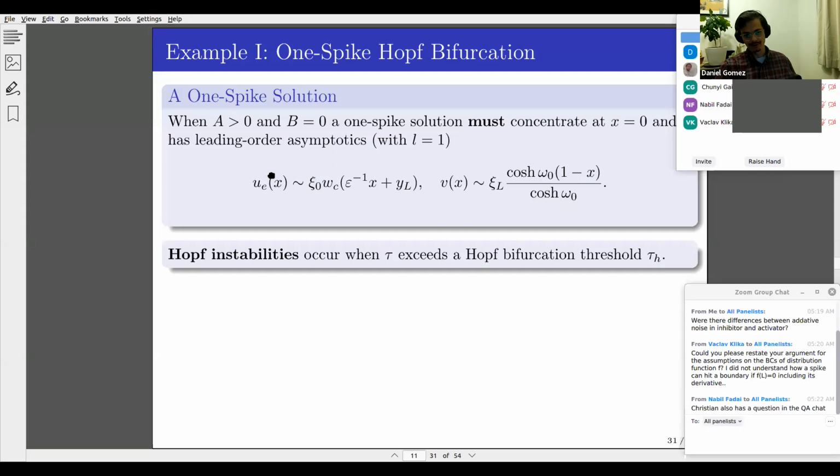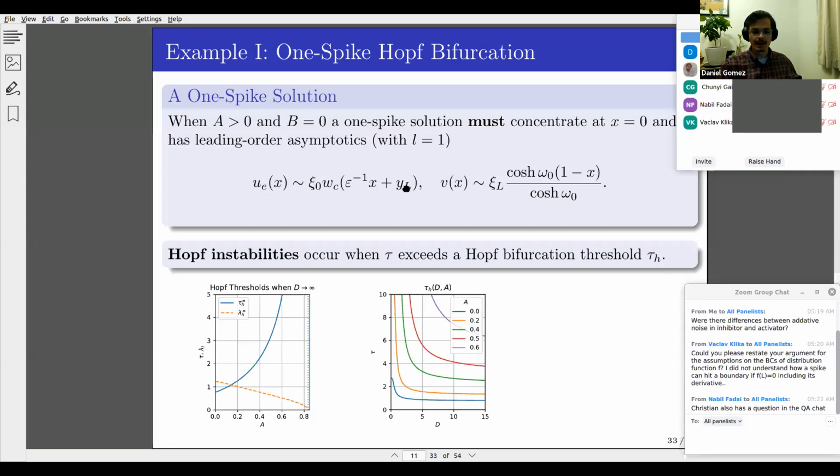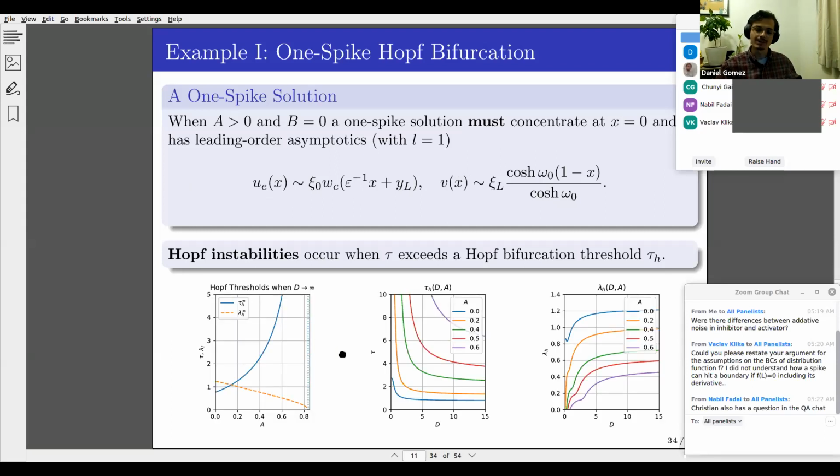And we can write out what the solution looks like asymptotically directly. Here, y_L is the shift parameter, and this is going to contain what the activator flux actually does. There's only one way that this can go unstable, and it's through a Hopf instability. What we find is that by increasing the activator flux, you can actually stabilize that single boundary spike. What do I mean by that?